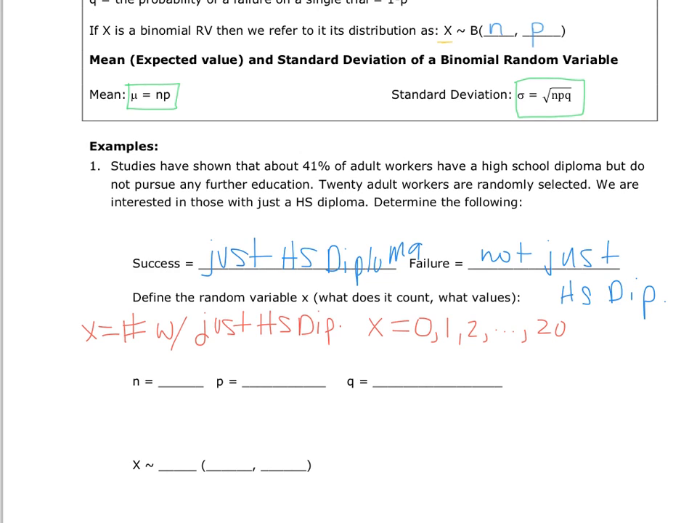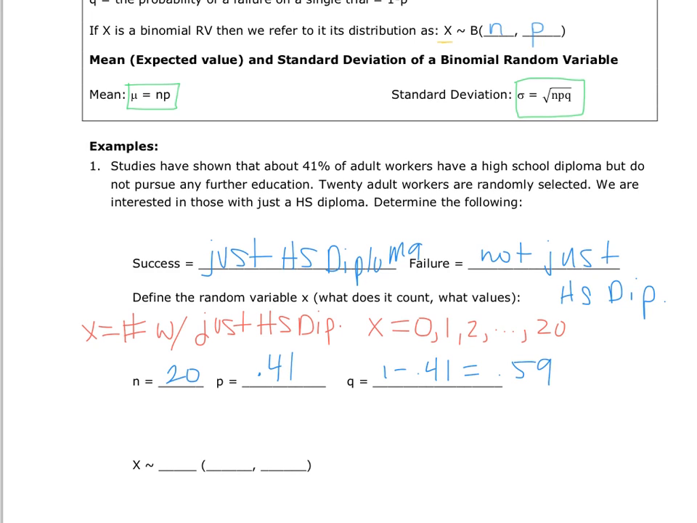Now let's look at n here: it is the sample size. Each of those 20 people that we ask is a trial of this experiment. So if we ask 20 people, we've got 20 trials, so our n is 20. And the probability of success, p, is 0.41. We get that from that 41%. And q, the probability of failure, is 1 minus that, so we get 0.59.